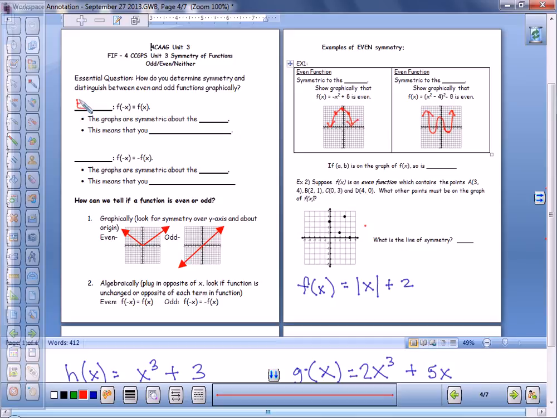Even symmetry happens when the graphs are symmetric about the y-axis. Okay, so what does that mean? That means that you can reflect the graph over the y-axis onto itself.